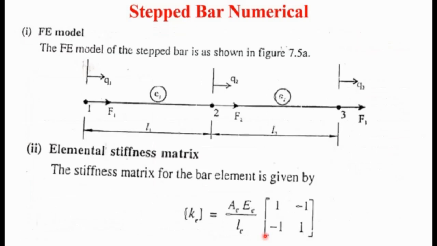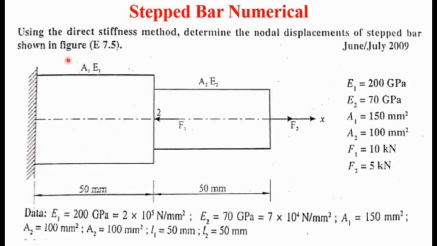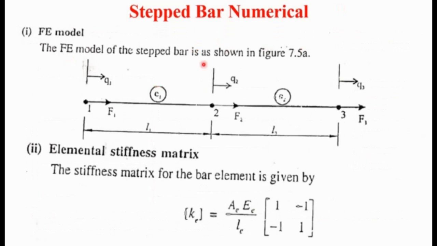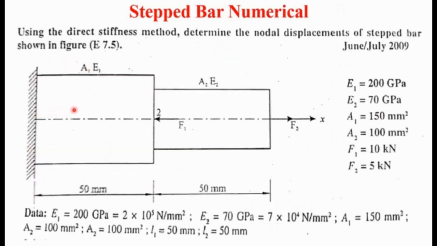The first step in this example is to model the finite element model. In this numerical it is given to use two elements. So we will use one element for the first step and a second element for the second step, from this point to the second point, and from this to the fixed end, so two elements.